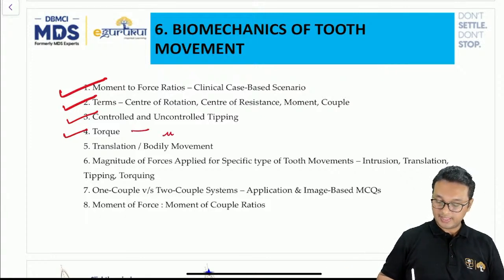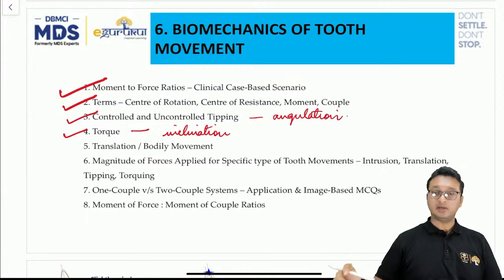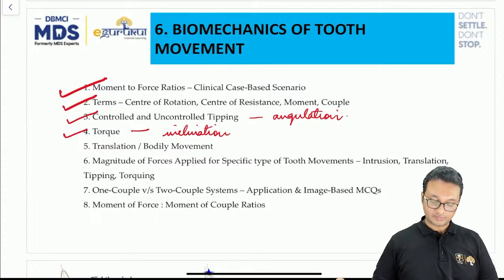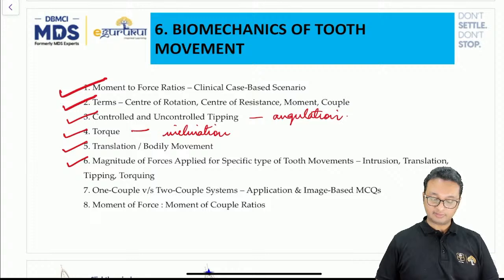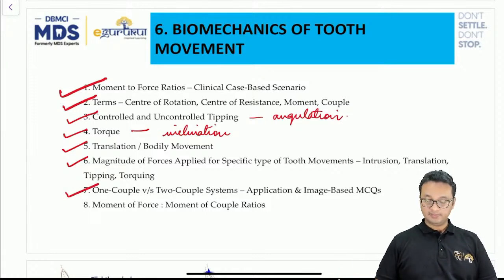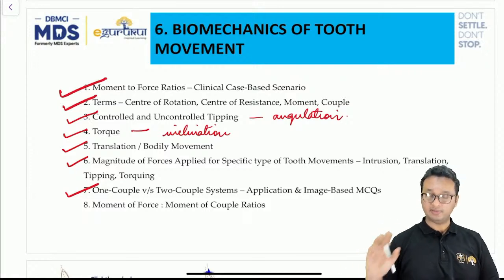Torque is called inclination, and tipping of the teeth is known as angulation. So these two are the terms which many people get confused in. Then translation, bodily movement, magnitude of forces applied for specific types of tooth movement for intrusion, translation, tipping, torquing. One couple versus two couple systems. Application image based questions. We have talked about one couple, two couple system many times earlier.